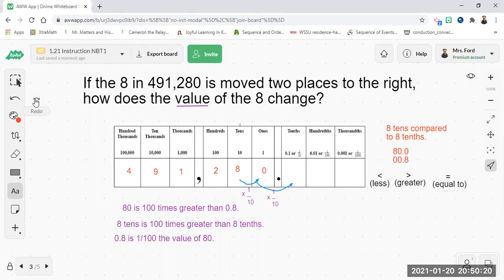Saying it backwards. I do apologize. Let's say it backwards now. 8/10 is 1/100th the value of 80. Same sentence. 8/10 is 1/100th the value of 80.